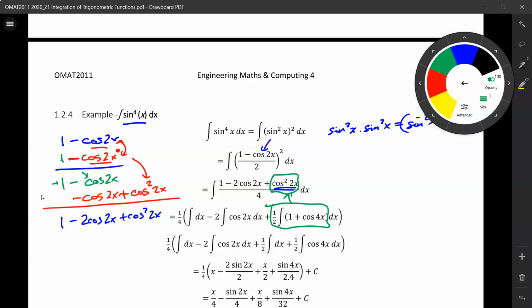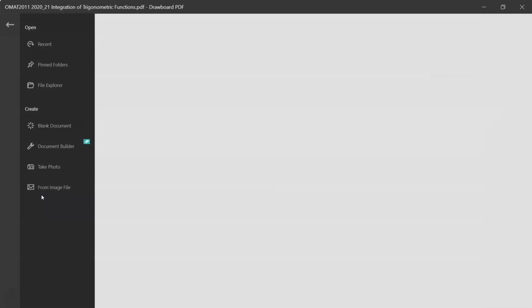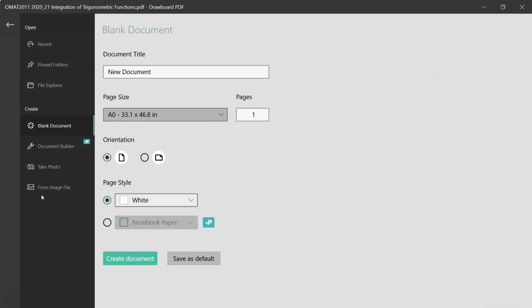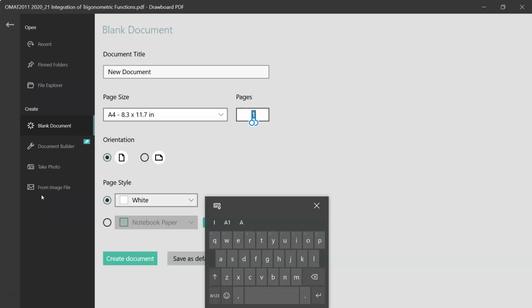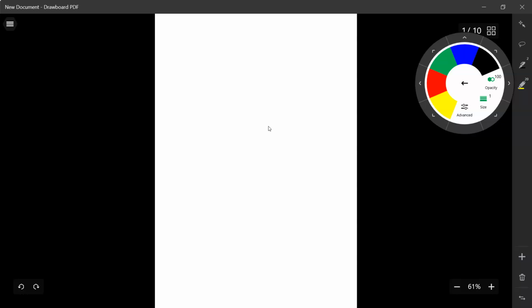What way will I do it? You can see the kind of way it works here, but if I had a blank page, I could do it on a blank page maybe. And that might be the best way to get it to work, just doing it on a completely blank page. So if I do a blank document here, A4, I'll make this say 10 pages.